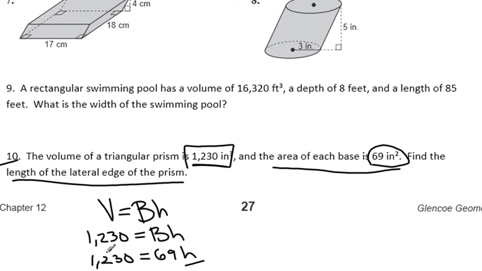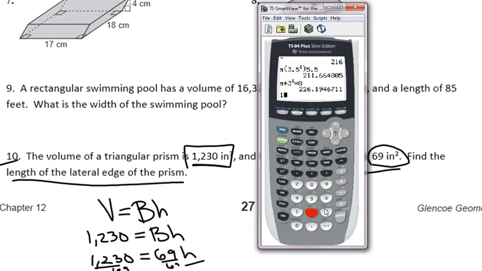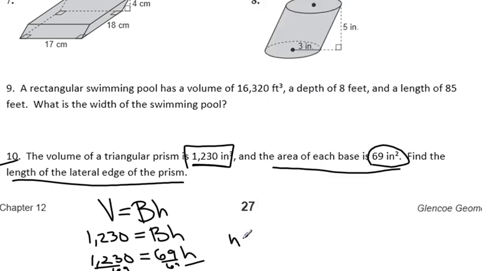So all we're going to have to do is divide both sides by 69. So 1230 divided by 69 gives me 17.8. And that's going to just be inches.